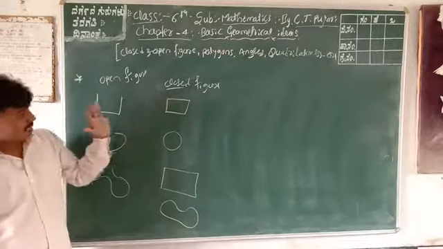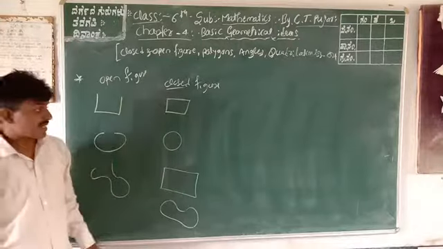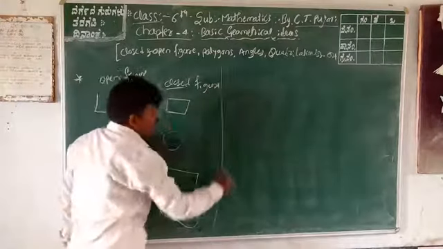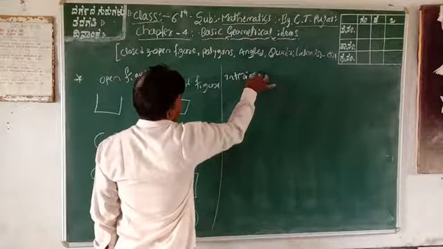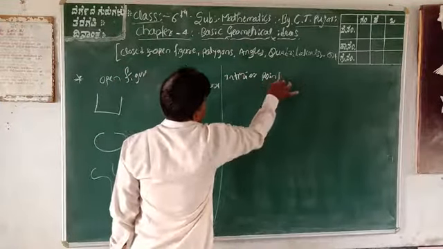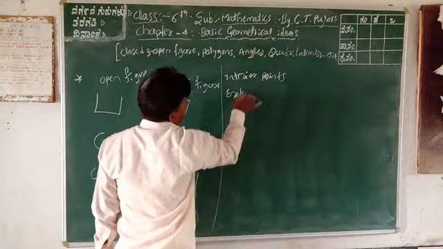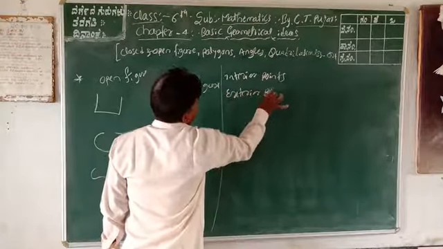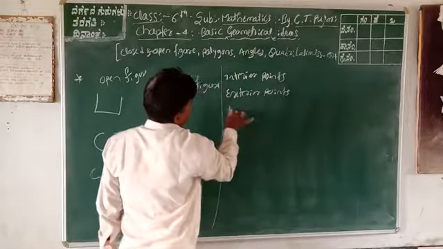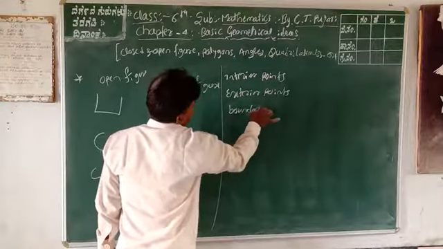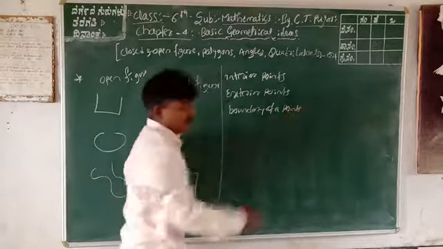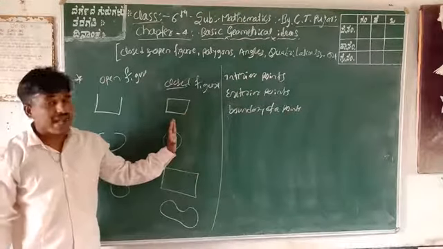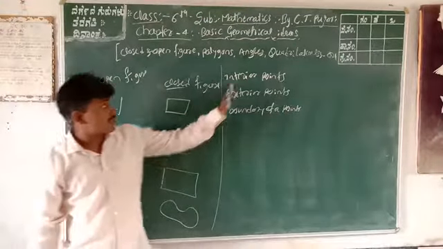Dear students, in figures there are three concepts. What is the concept? Interior points, exterior points, and boundary points. You can consider any closed figure as well as open figure. These three things are here.